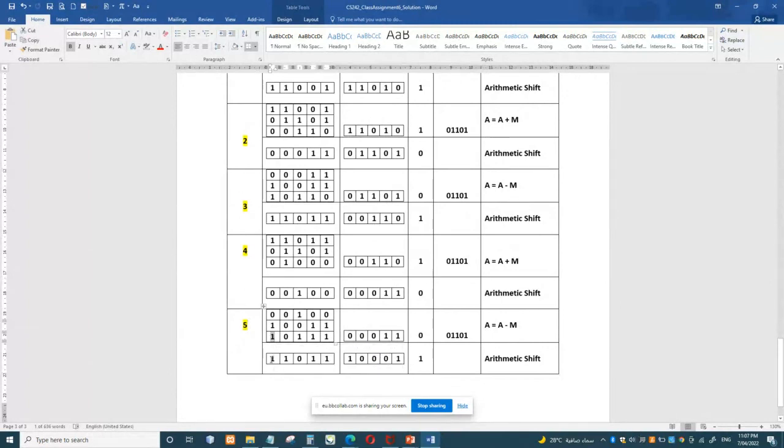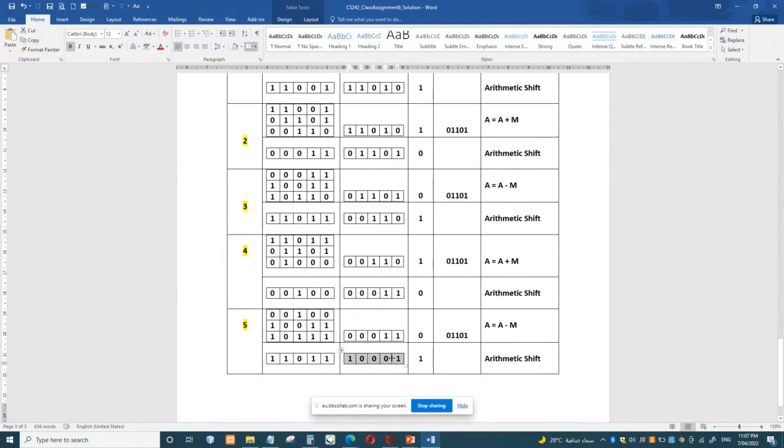So this one will remain here as it is, 1 will be shifted here, 0 will be shifted here, 1 will be shifted here, 1 will be shifted here, 1 will be shifted here, 0 will be shifted here, 0 will be shifted here, 0 will be shifted here, 1 will be shifted here, and this one will be shifted here. So your final result, this is your most significant 5 bits, and this is your least significant 5 bits.